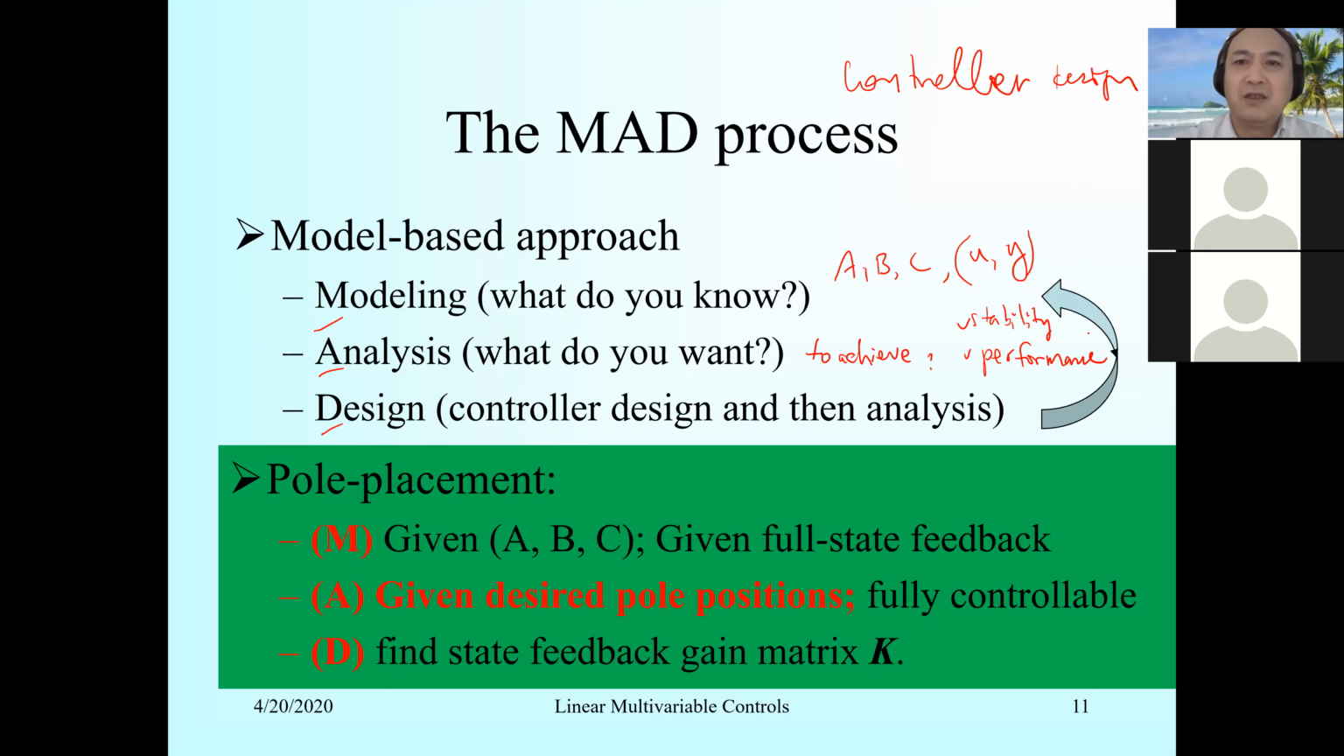So we actually learned one controller design method. Given A, B, C, given full state feedback, given your desired pole positions, and assuming the system is fully controllable, you find the static state feedback gain matrix K. We know how to do this already. In my lab, remember the command is called place. Place takes A, B, C and the desired pole positions, so that function does the job. But manually, you can also compute it. It's very mechanical, and mechanical means you can write code to do this. You can automate this.